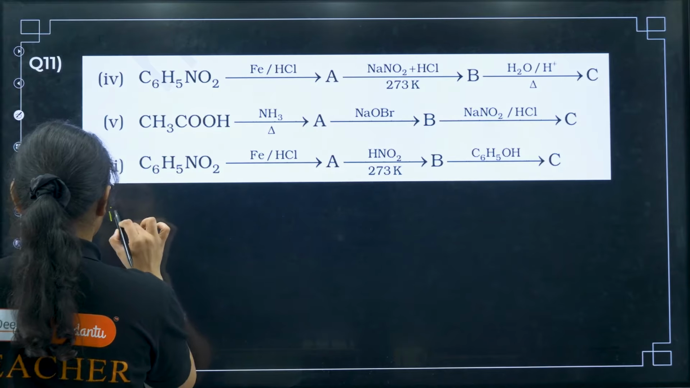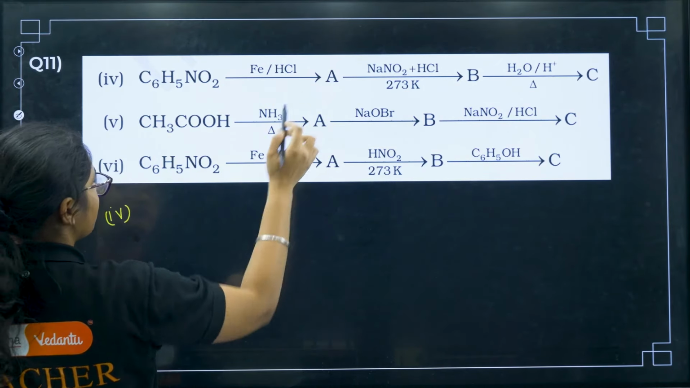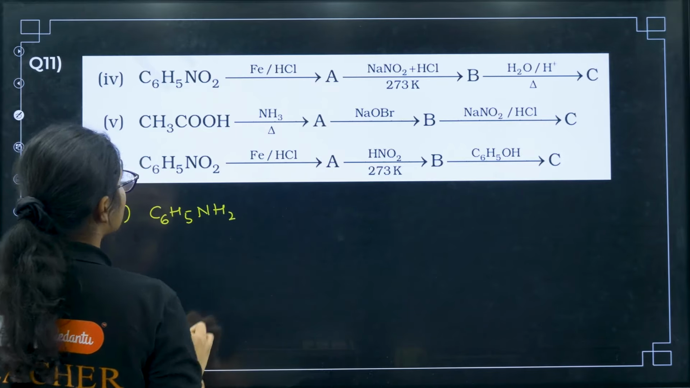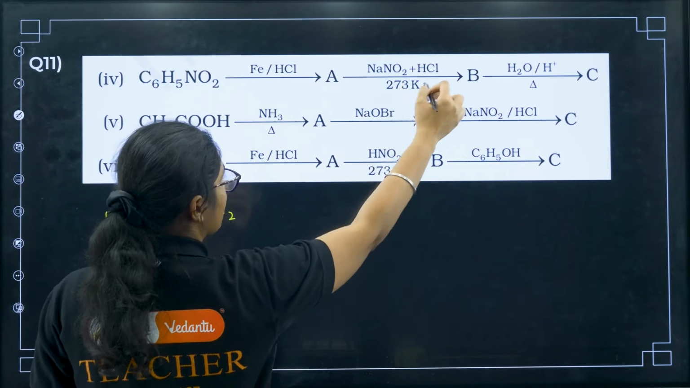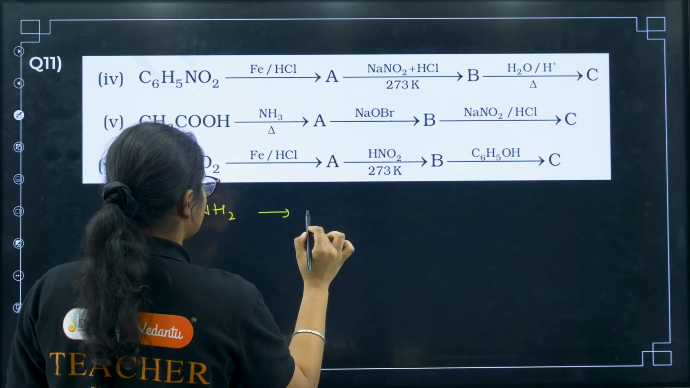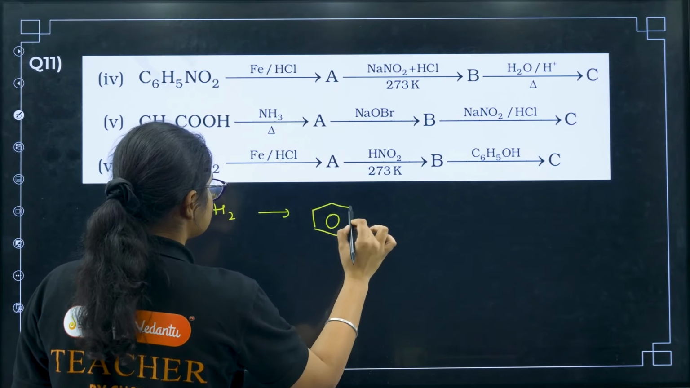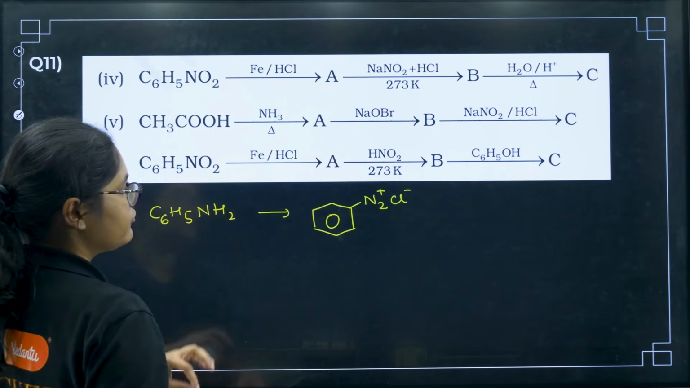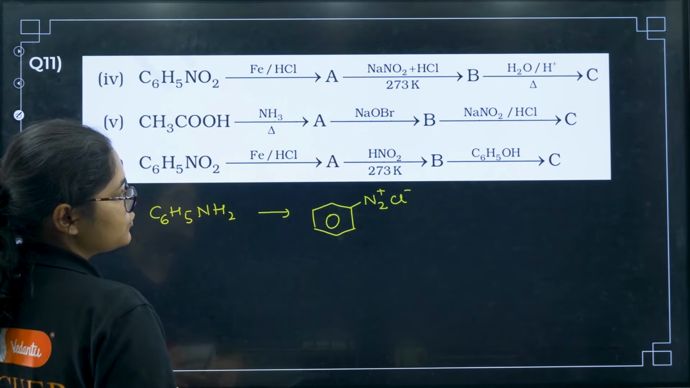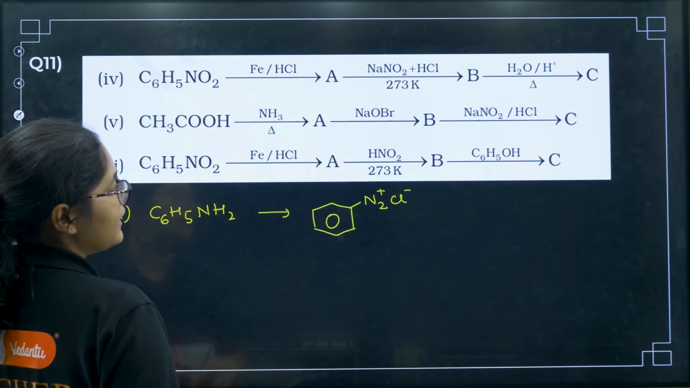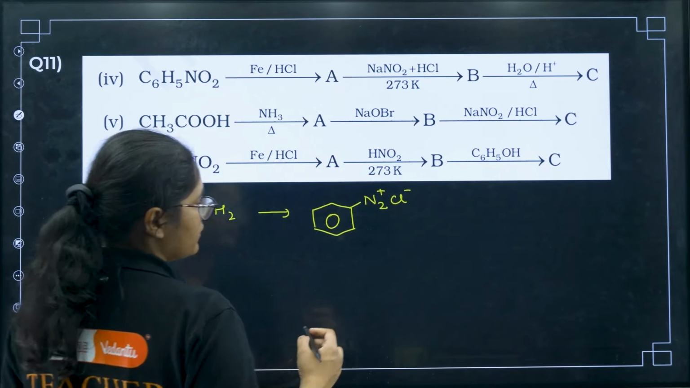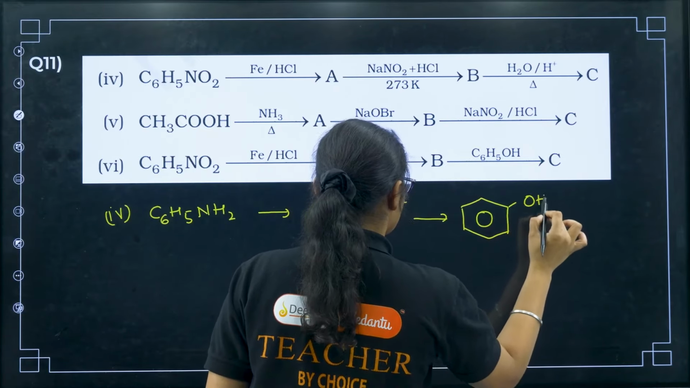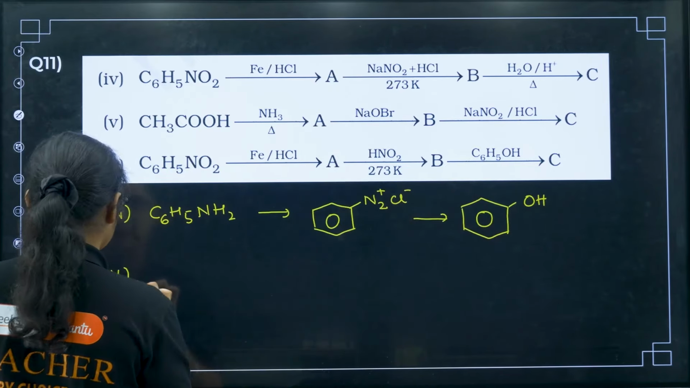Okay, now I'll go to this one, Fe and HCl. So for the fourth one, if I treat C6H5NO2 with Fe/HCl, it will give me C6H5NH2. Okay. After that, if I treat it with NaNO2 and HCl, here it will give me benzene diazonium chloride, because it is an aniline, right? Then we have H2O and H+. If you remember, it converts this one to alcohol, or I can get this one as phenol.